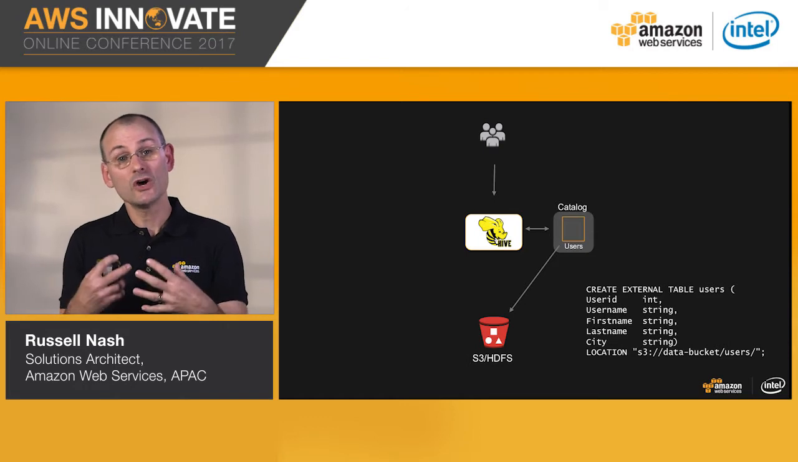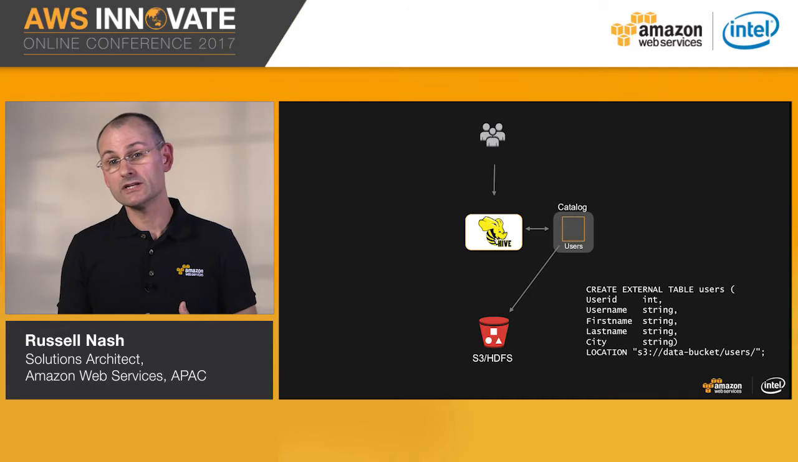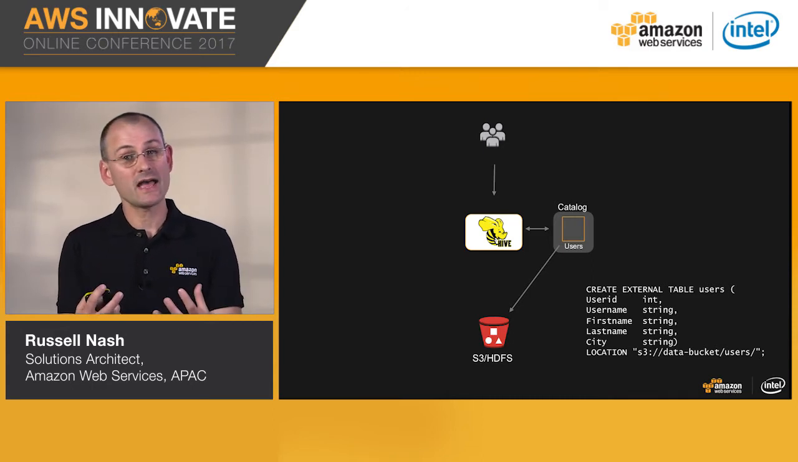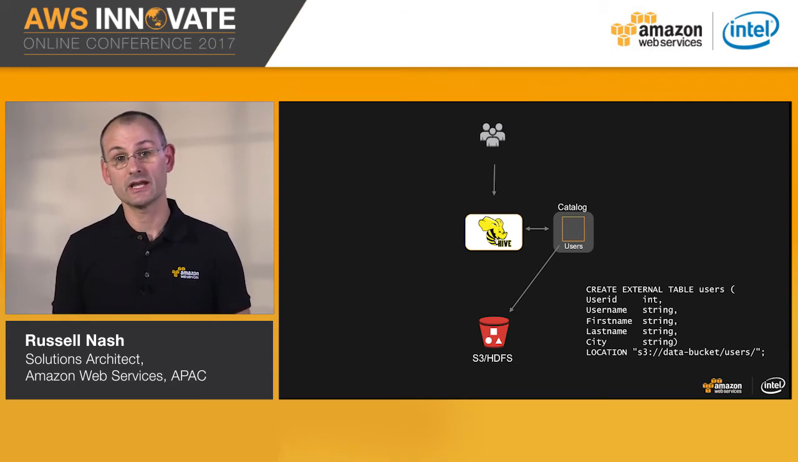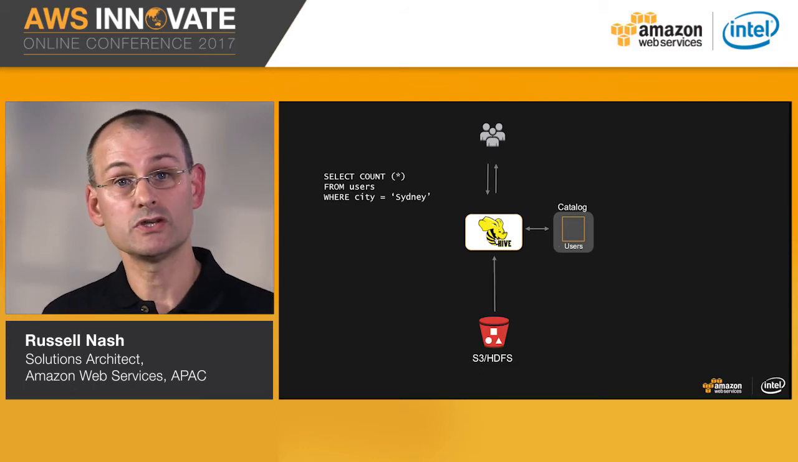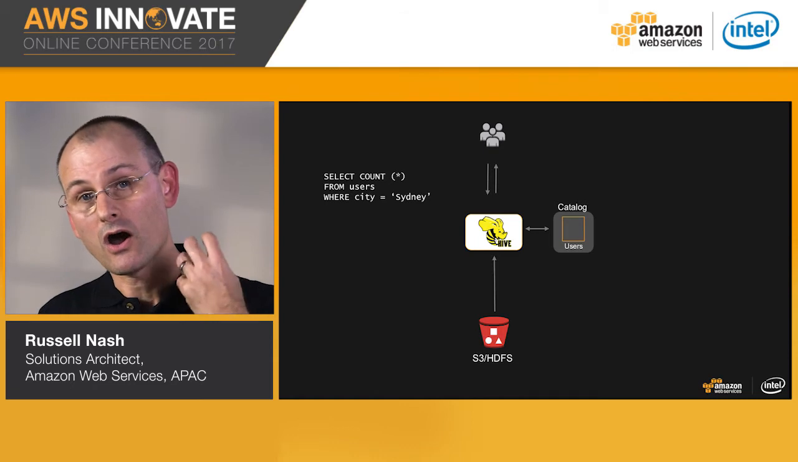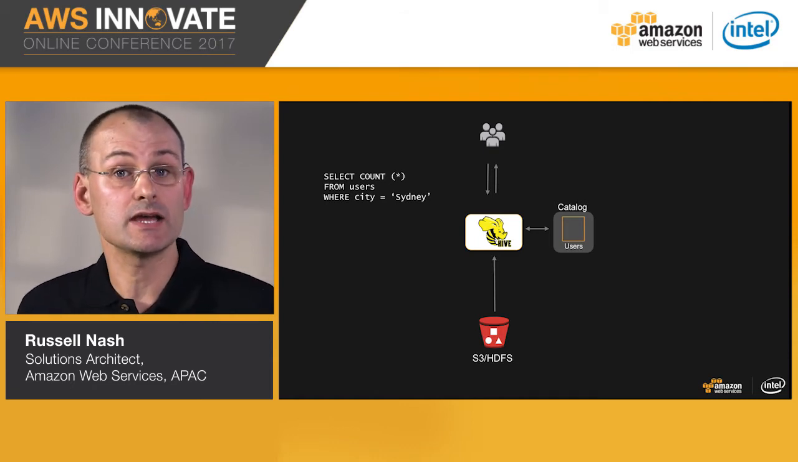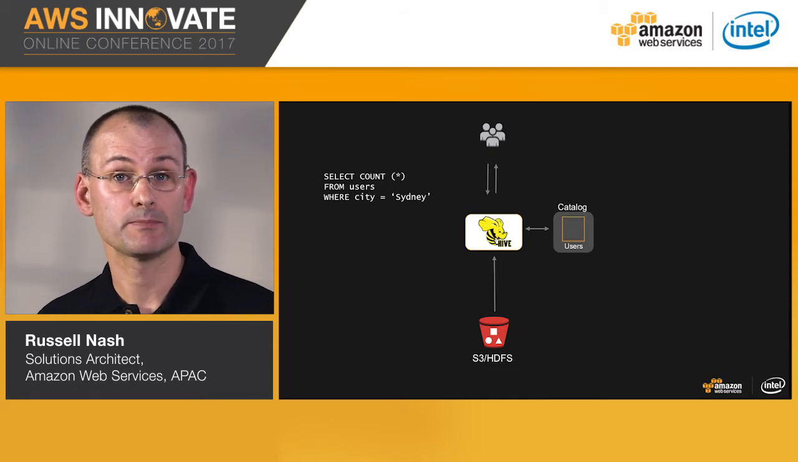Now at this point, no data is actually moving. We're simply creating an object that is then pointing to the data. But what we now have is an object that looks like a SQL table that allows us to use SQL to query the data that's sitting in S3. So now you can see the users can run SQL statements, and Hive will convert and extract the data from S3 before returning the results to the user. So a very powerful way of letting people familiar with SQL get access to data in S3.